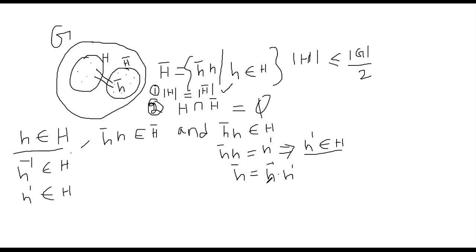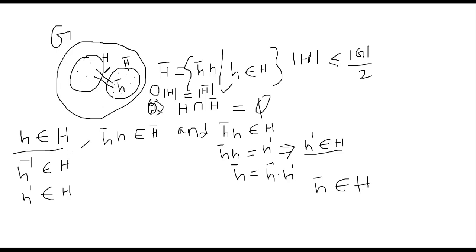Okay, so h inverse is an element in H. h prime is also an element in H. Therefore, h bar is an element in H, which is a contradiction because h bar is a part of H bar only, not part of H. Okay. So let me quickly summarize the proof.